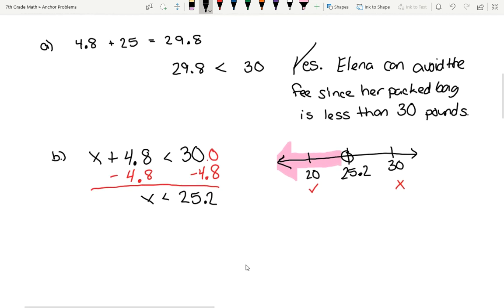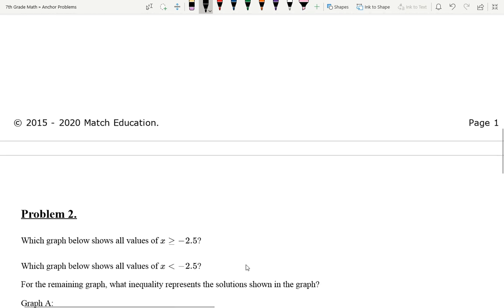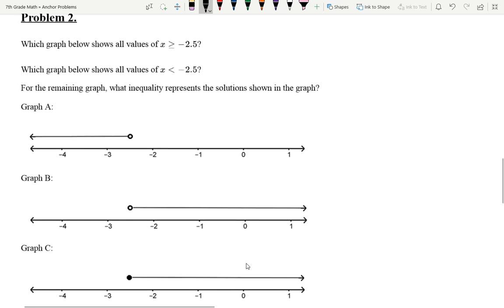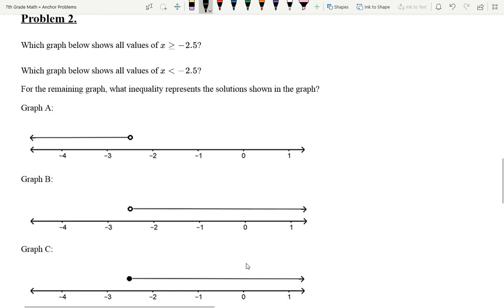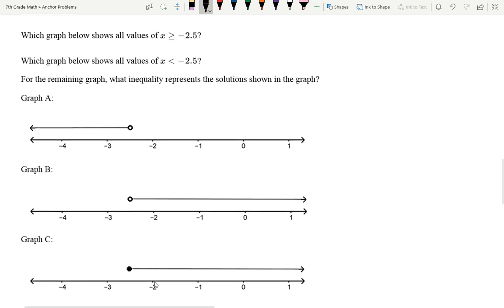All right, problem 2. Which graph below shows all values of x greater than or equal to negative 2.5? Well, this is a less than graph. This is a greater than graph. This is a greater than graph.